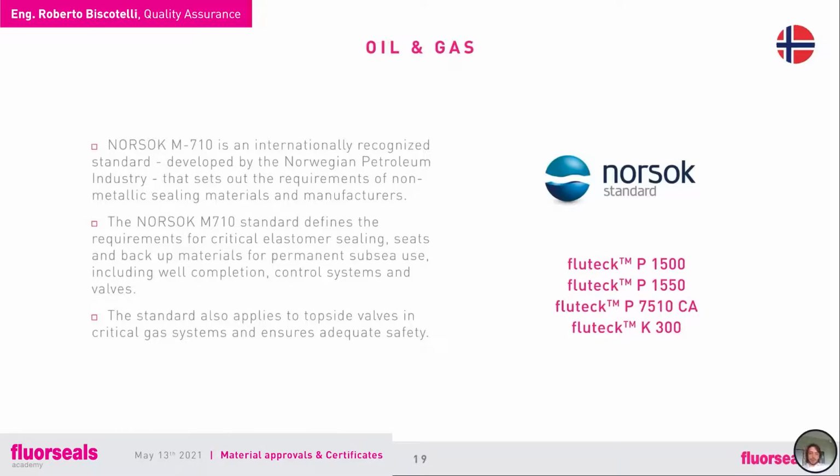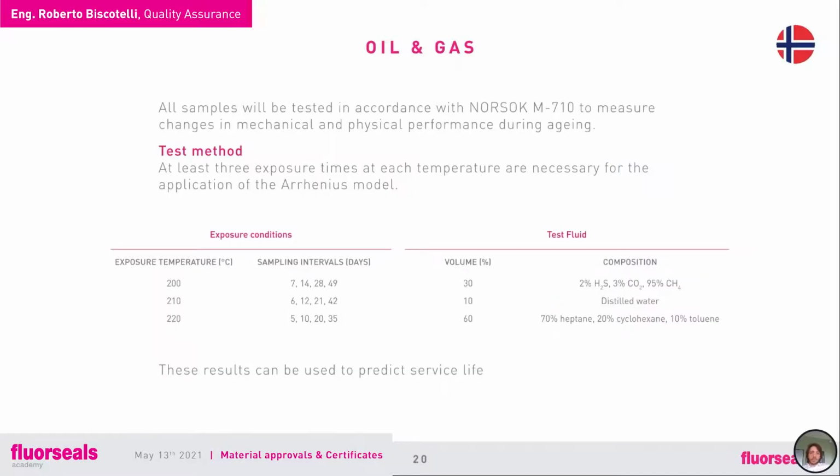Here, the testing. The testing here requires you to choose between two fluids. One is called the sweet fluid and one is called the sour fluid. The difference between them is that the sour fluid contains hydrogen sulfide, while the rest of the composition is the same. So the base is made of aromatic and aliphatic hydrocarbons, and then we have a small percentage of hydrogen sulfide. If you get the certification for the sour fluid, you get both. So if your material is approved with the sour fluid, you get the certification even for the sweet one.